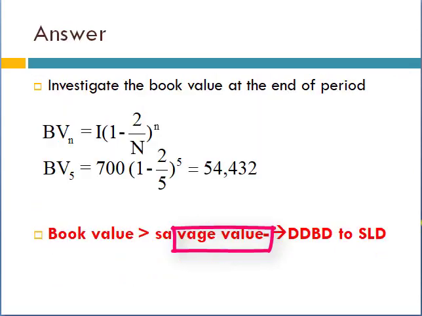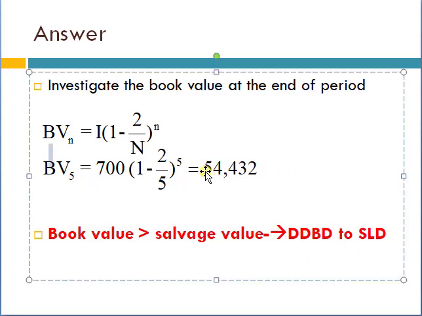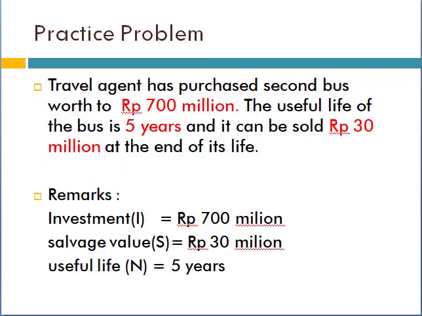Now we are going to use two formulas at the same time because it's a problem. I repeat again, why should it be a problem? Because the book value at the end of its useful life is greater than the expected salvage value, which is 30 million.